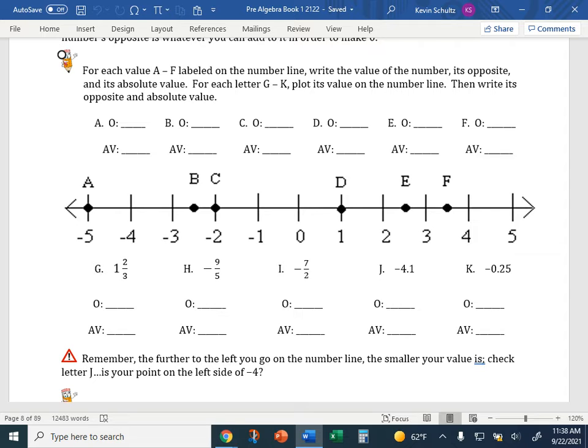So let's start with A. Does green work? No, green's still in a timeout. What's the value of point A? Where is that on the number line? Carter?